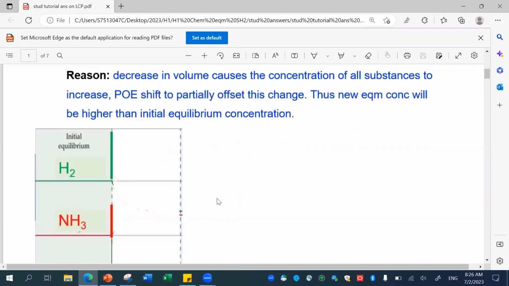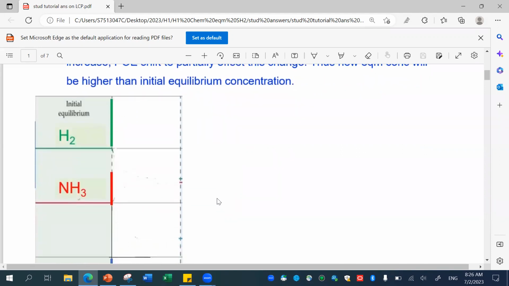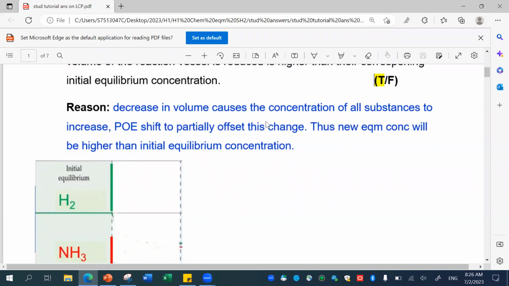What do I mean by this? Who disagrees that all will be higher, or that only part of it will be higher? All of the equilibrium concentrations will be higher. Why so?